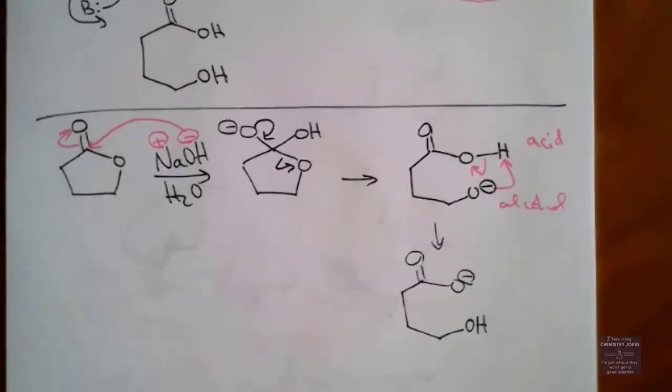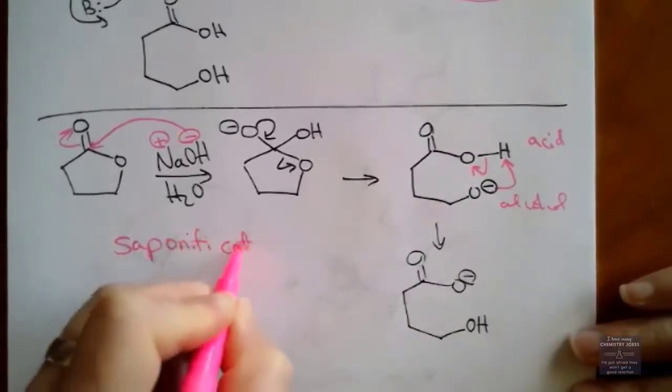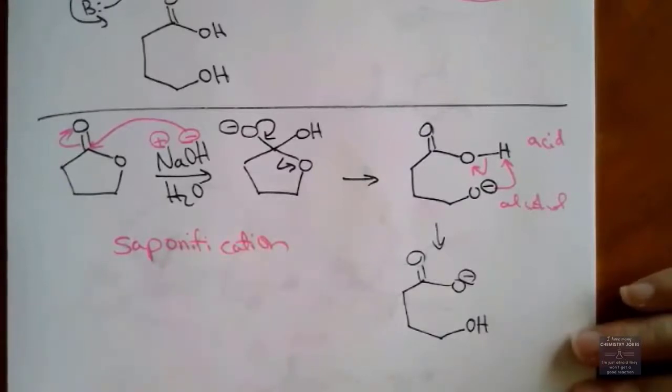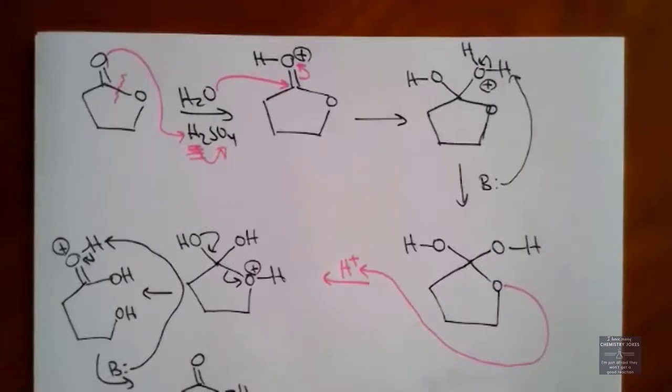Base hydrolysis of an ester is officially called a saponification. Hydrolysis in base, saponification. Hydrolysis in base, saponification. Hydrolysis in acid, no fancy name, just hydrolysis in acid. So if we compare these two things and we tidy up this hydrolysis in acid reaction that I drew for you earlier, I neglected to do something that I should have.